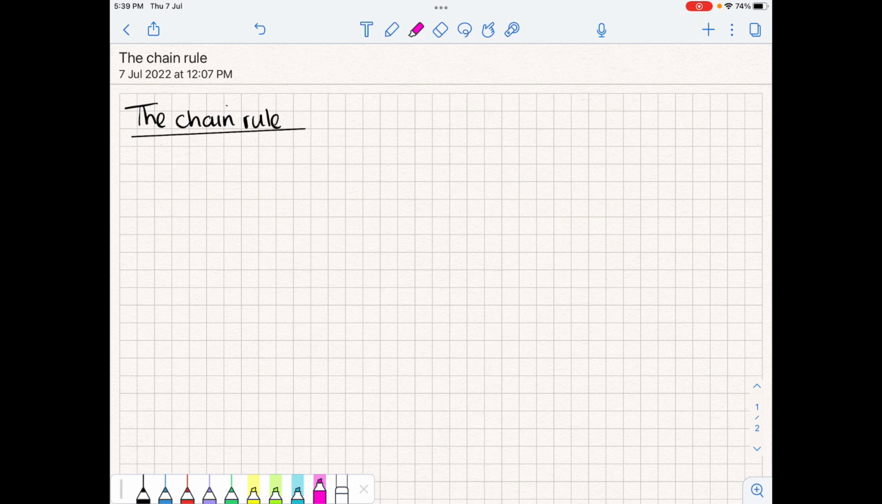So in our previous lesson, we looked at the power rule. And the power rule is one of the most commonly used differentiating techniques that we will apply to almost every function in some form. Now, another powerful differentiating technique we're going to use is something called the chain rule, right?